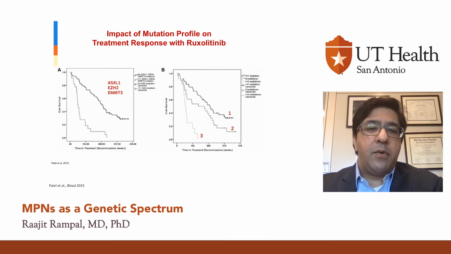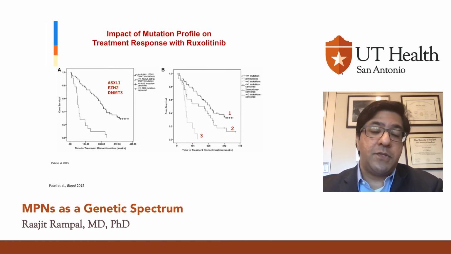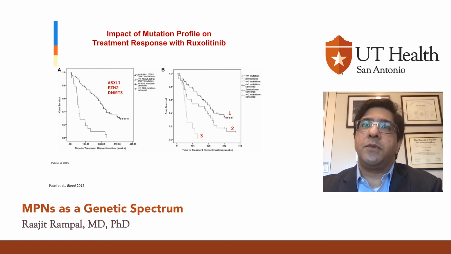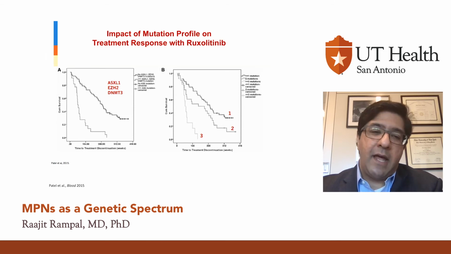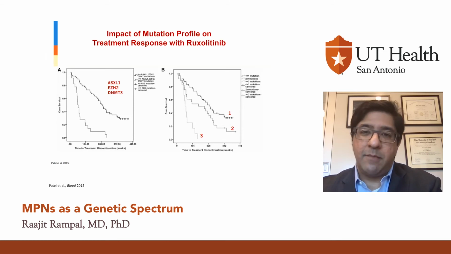Well, the presence of 3 or more mutations, or the presence of ASXL1, EZH2, or DNMT3A mutations certainly seem to have a detrimental effect on patients' response to ruxolitinib. And in particular, the time to treatment failure seems to be much earlier in patients with these genomic characteristics. So this begins to tell us a little bit more about what expectations we might have with regards to a patient's treatment. And certainly the response to ruxolitinib is variable, but now the genomics may begin to explain some of that variability.